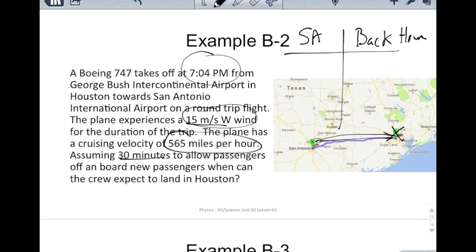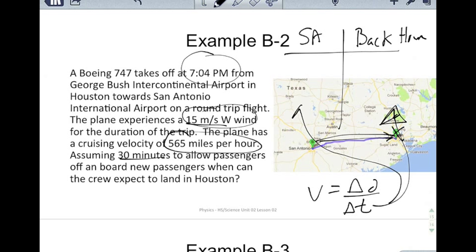Now you can assume that it's traveling at a constant velocity. So our equation is going to be v equals delta d over t. Now that's probably not the case, but there's no acceleration numbers, and it's probably an insignificant value in terms of the overall time. So you're trying to solve for the total time it takes to go from San Antonio to Houston and from Houston to San Antonio. And you have to take into account the direction in each case.